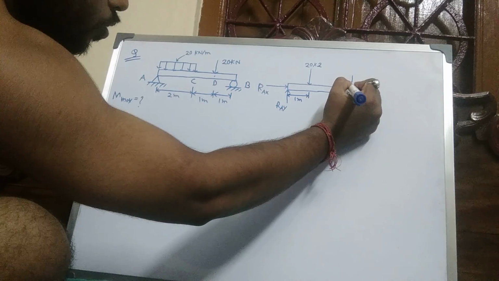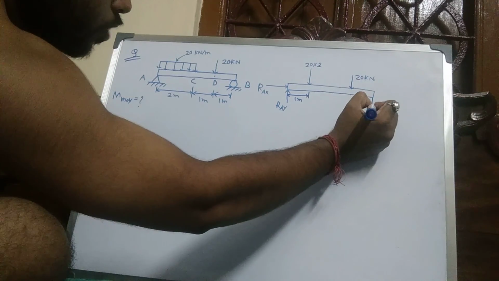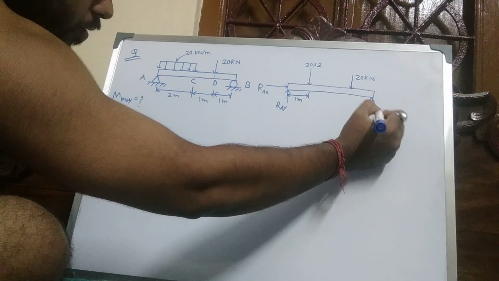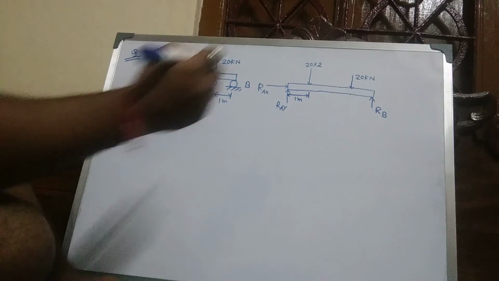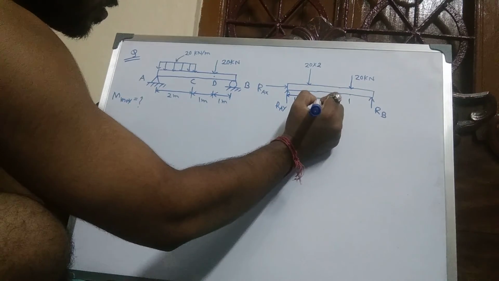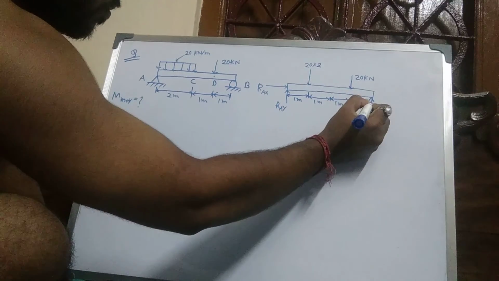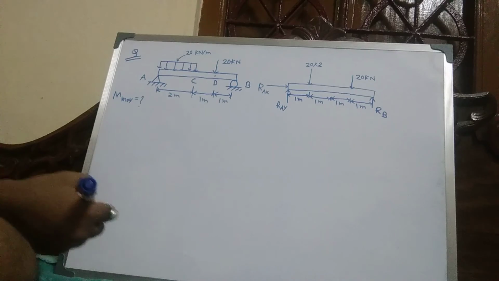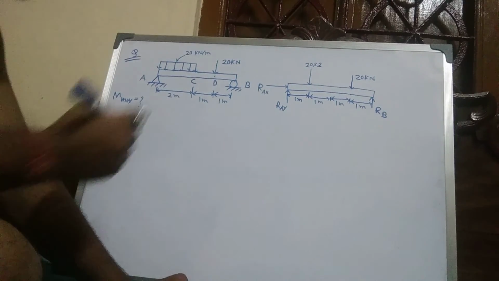Here is the point load of 20 kilonewton, and at the roller joint there is only one reaction force. This is 1 meter, this is 1 meter, 1 meter, 1 meter. Now calculate the reactions, magnitude and direction.